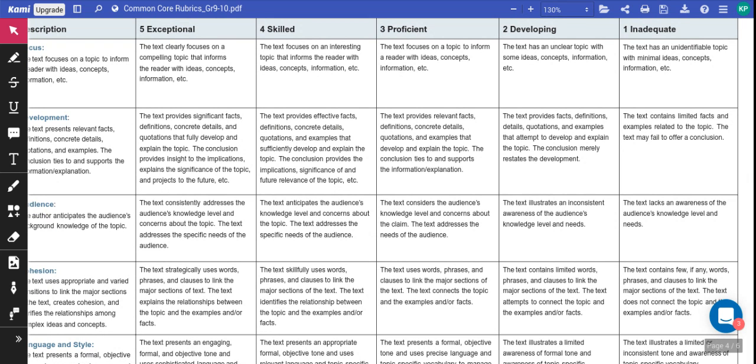Okay, let's pop over here to what an inadequate essay looks like. As far as the focus goes, it's not focused, and there's not really a clear topic that you're discussing. As far as the development goes, you're using really limited facts and examples, and you might not even have a conclusion or a clear introduction as well. You're not developing what you're talking about. You're not also aware of what the audience's knowledge level is and needs. Often this is providing too little information to the audience.